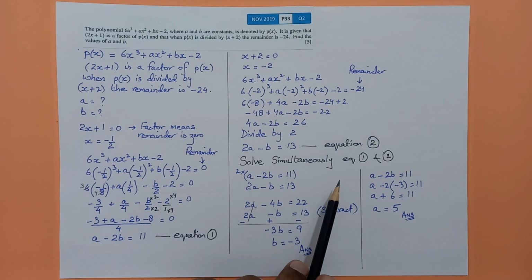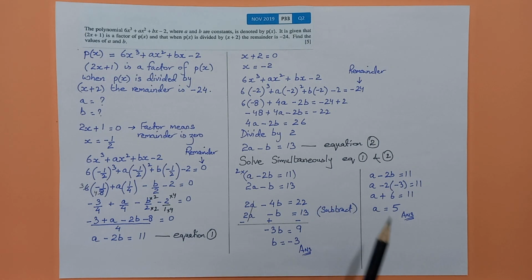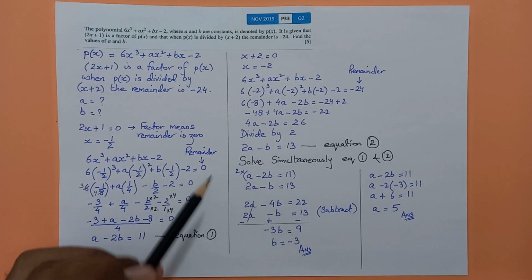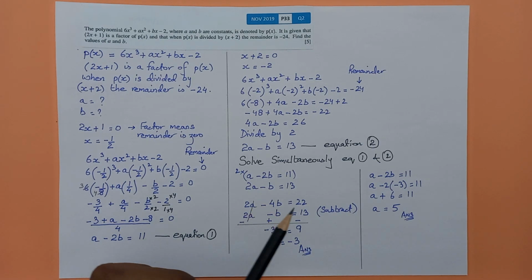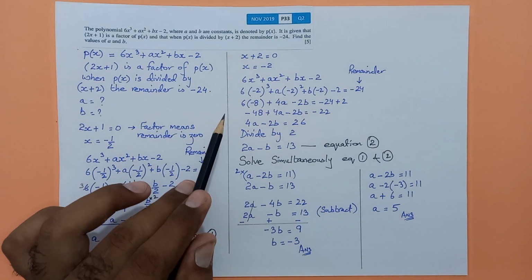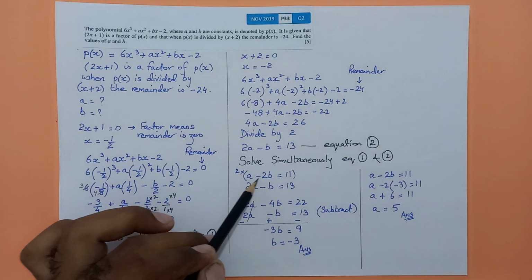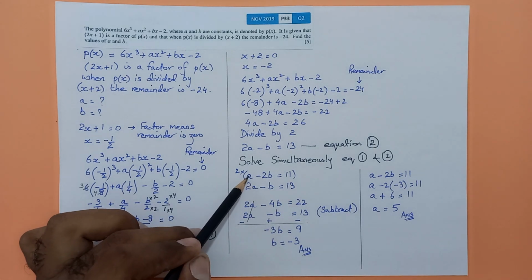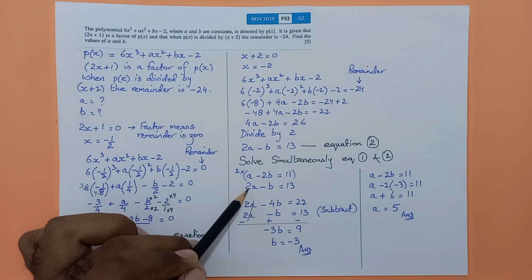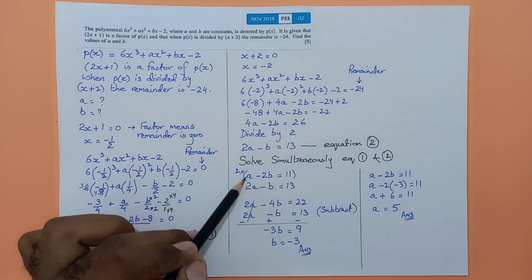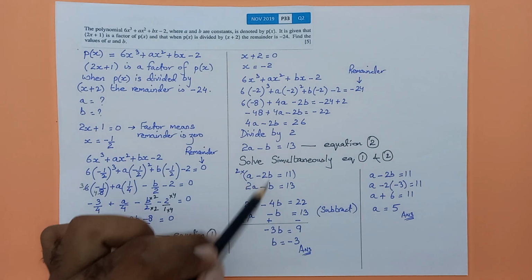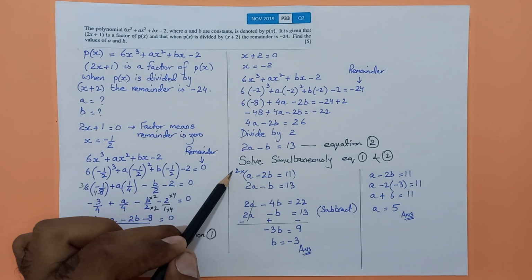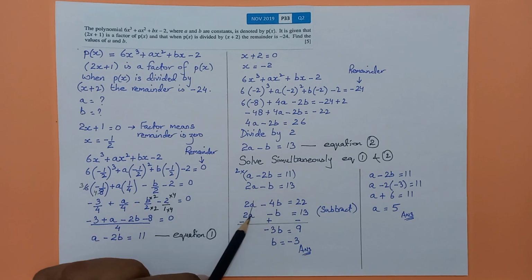You can use either the substitution method or the elimination method, and you could easily get the values of a and b. If we go for the elimination method, then definitely you have to eliminate a or b. So writing a minus 2b equals 11 over here, and 2a minus b equals 13. If we want to cancel this a, the coefficient of a is 2, so multiply the first equation completely by 2 so that it becomes 2a minus 4b equals 22, and the second equation is written the same.